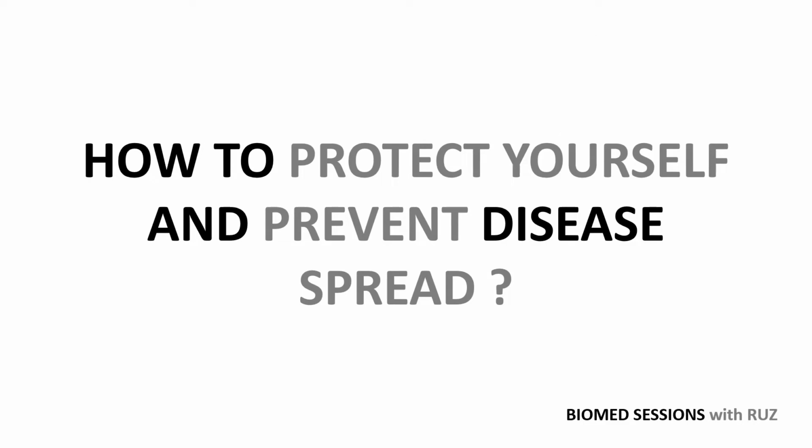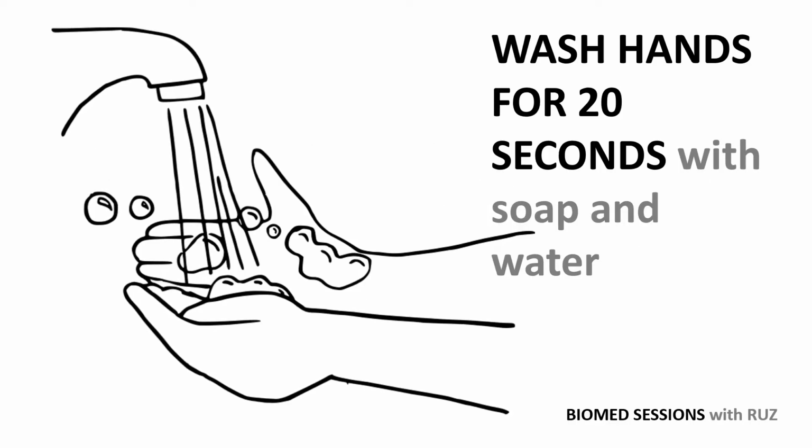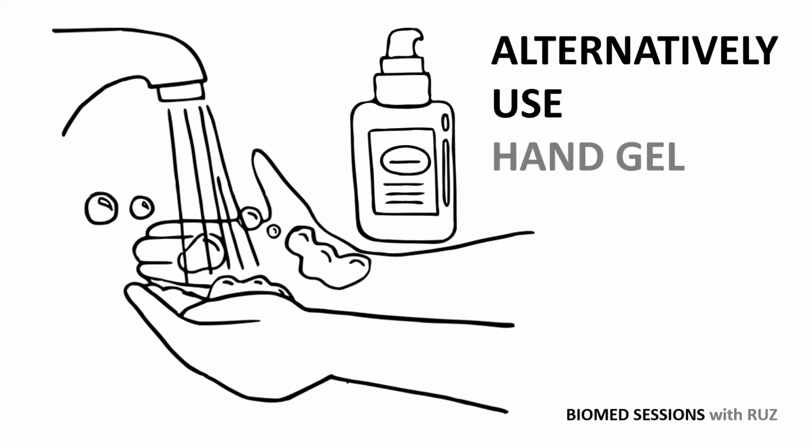What can you do to protect yourself and prevent the spread of disease? Keep up to date with information from the WHO and your health authorities in order to stay aware of disease prevention measures. Frequently decontaminate your hands, ideally by washing your hands with soap and water for at least 20 seconds, or use hand sanitizer gel if soap and water are unavailable. Avoid touching your face with unwashed hands. Cough or sneeze into tissues, then dispose of them and then wash your hands.